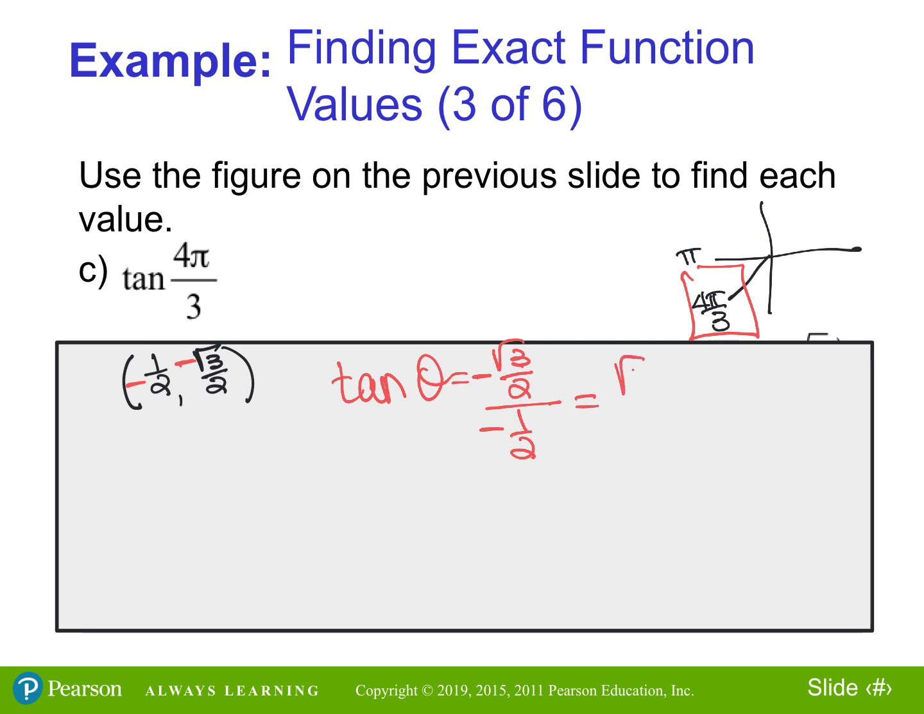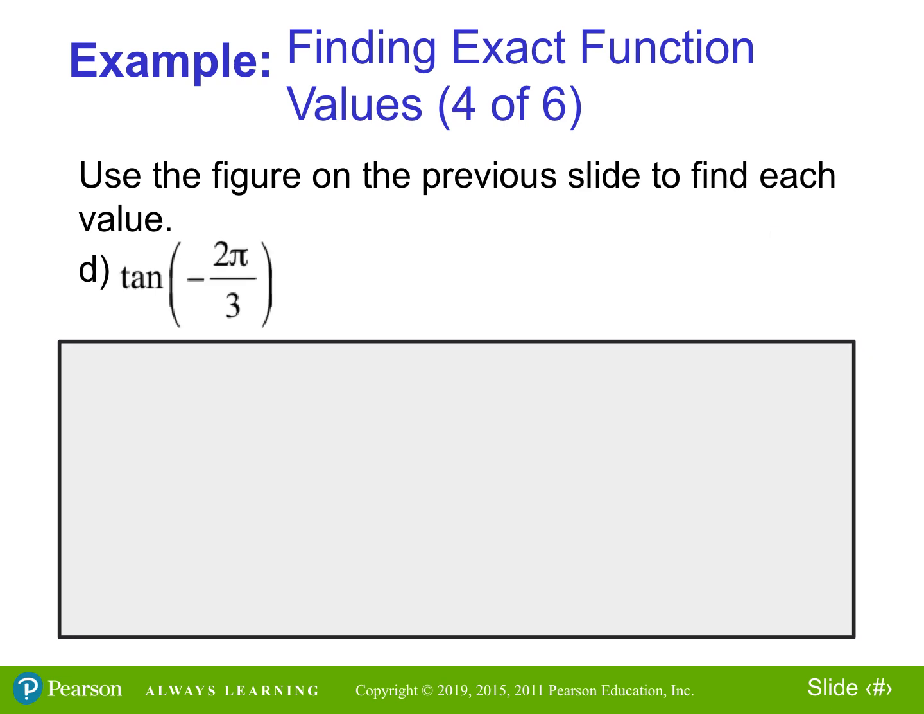So I'm going to keep my square root of 3 over 2, change my division to multiplication, and flip that fraction of 1/2 and make that 2 over 1. I can see my 2's are going to cancel, and I'm going to be left with a positive square root of 3. And that would be my tangent for 4 pi over 3.